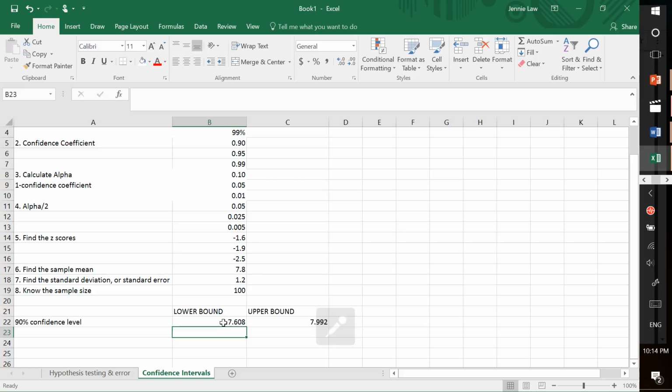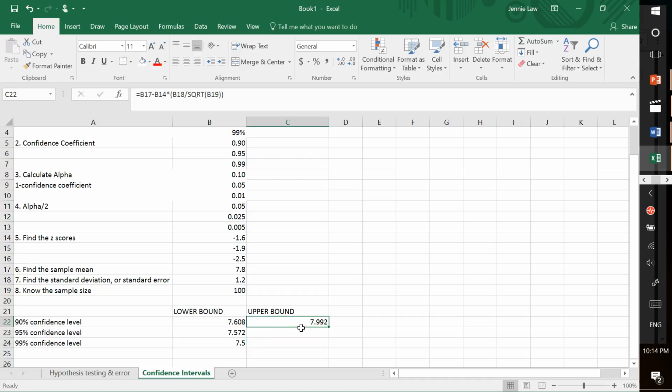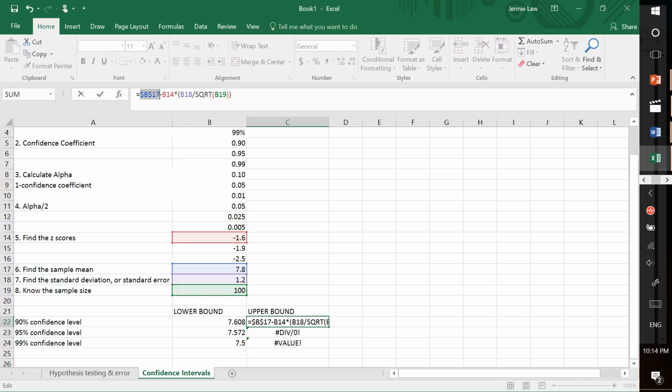And so if I actually drag this down, this is going to be my 95% confidence level, and this will be my 99% confidence level. And we're going to have our lower bound, and we're going to have our upper bound. So you can see that over here what I failed to do was to lock in these values. So I'm going to go back and do that. I'm going to lock in that, lock in that, lock in this value. Okay. And then I'm going to drag that down.